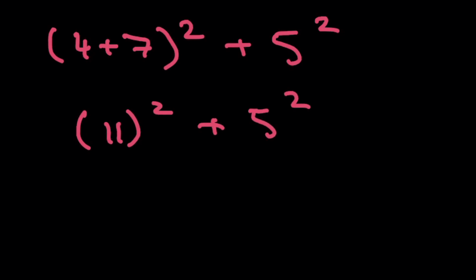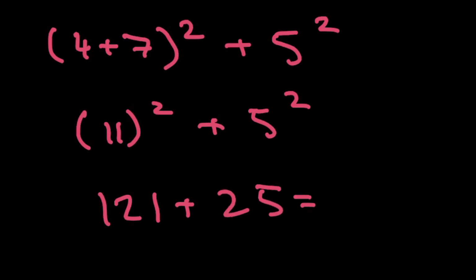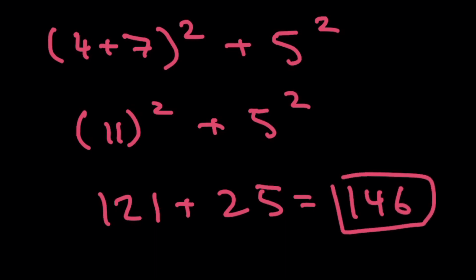And it's important to understand that even though addition comes much after exponents, the parentheses make the 4 plus 7 a priority. So now we just square from there. 11 squared is 121 plus 5 squared, which is 25. Add them together, we get 146.